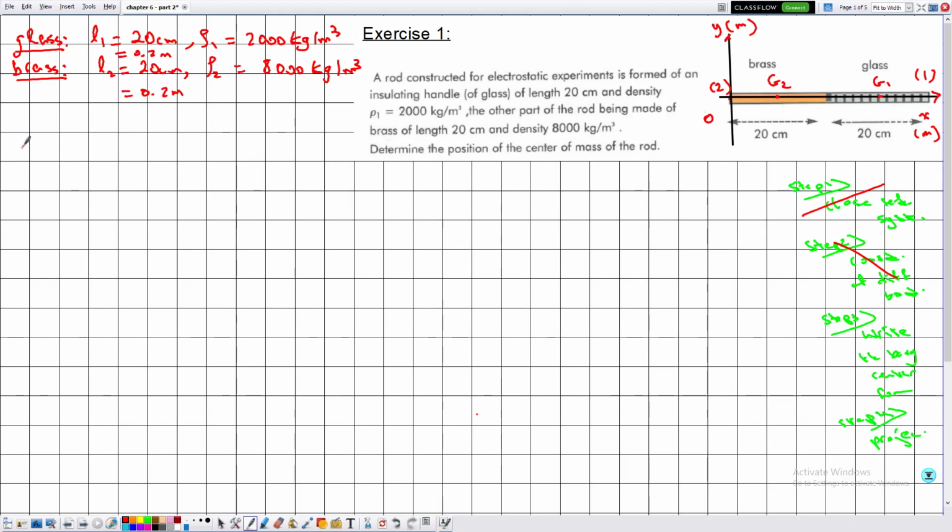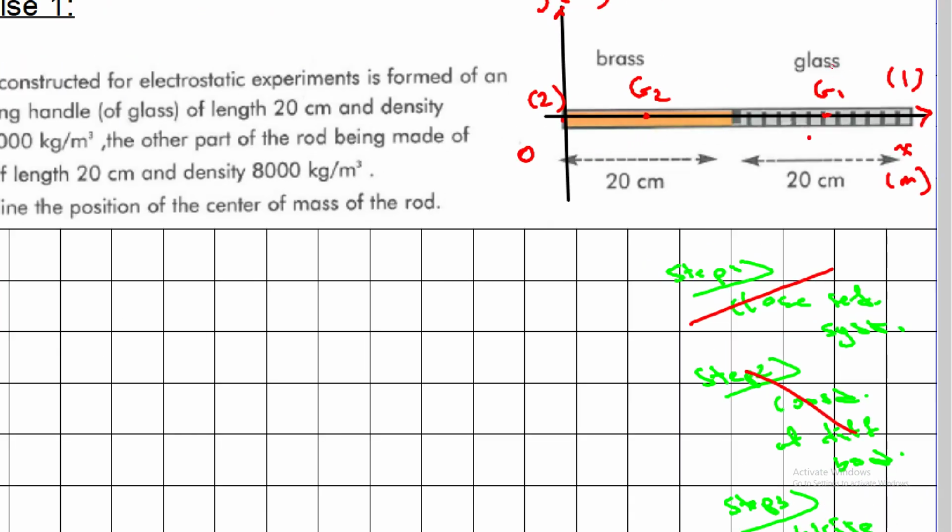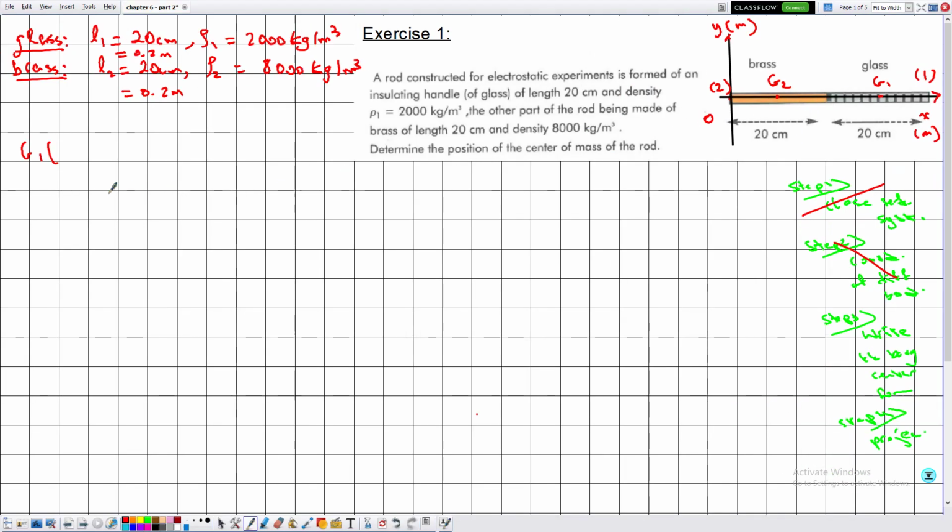As for G1, if this is 20 centimeters, half of this is 10, so this is given by 30 centimeters, which is 0.3 meters. And as for the ordinate, it's given by 0. As for G2, the coordinates of G2 are given by 0.1 meters and 0 ordinate. Now we are ready to use the barycenter formula.